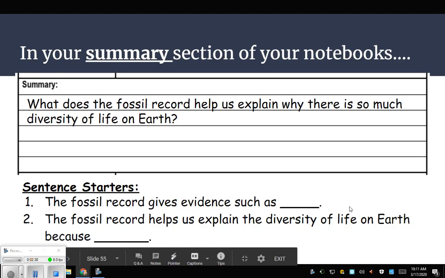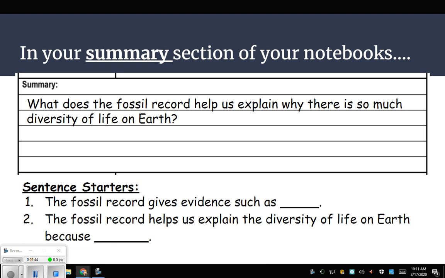Another important thing to remember for your summary is you want to make sure that you can answer, how does the fossil record help us explain why there's so much diversity of life on Earth? You're going to want to be able to answer this question as well. This is the summary section at the end of your review. There are some sentence starters there to help guide you in your answers. You can use one or both of them or none at all, but these are just things to get you started. Make sure that you utilize the tools I've given you to help you understand and study for your quiz, and make sure that you have all your assignments turned in.